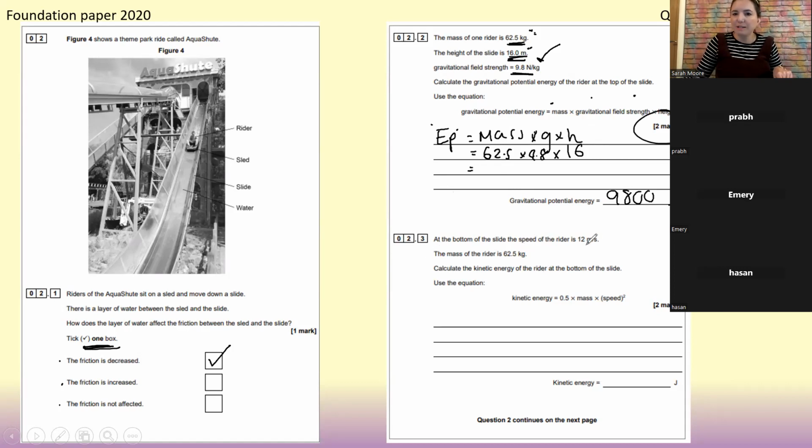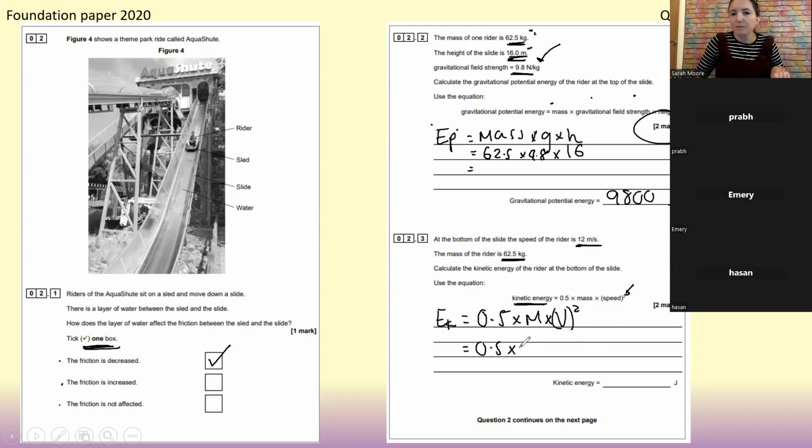At the bottom of the slide, the speed is 12 meters per second. The mass of the rider is still the same, 62.5 kilograms. Calculate the kinetic energy. So kinetic energy, E with a K, equals a half. It's always a half, times mass, times speed, which is V for velocity, squared. Don't forget to square the speed. If you don't know how to use the squared function, times the number by itself.